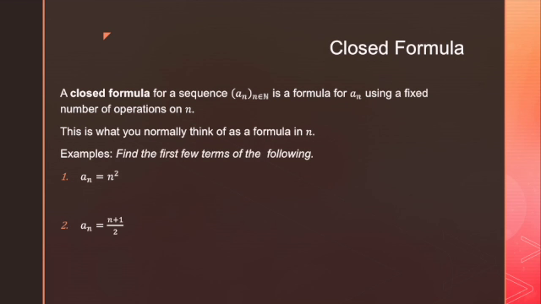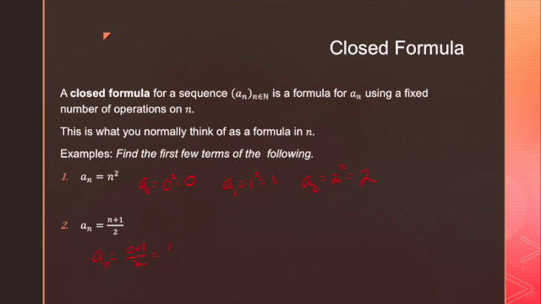Next, I have a sub n equals (n plus 1) over 2. So for a sub 0, I'd have 0 plus 1 over 2, which gives me a half. For a sub 1, I have 1 plus 1 over 2, which is 1. For a sub 2, I have 2 plus 1 over 2, which is 3 halves. And it'll keep going like that. We do that by plugging in the natural numbers.